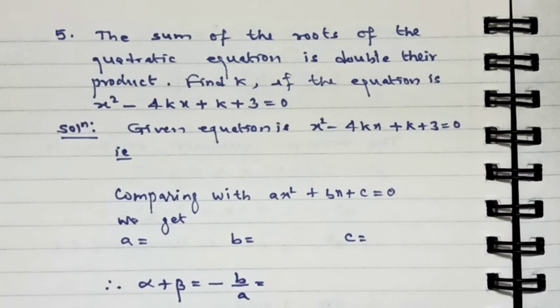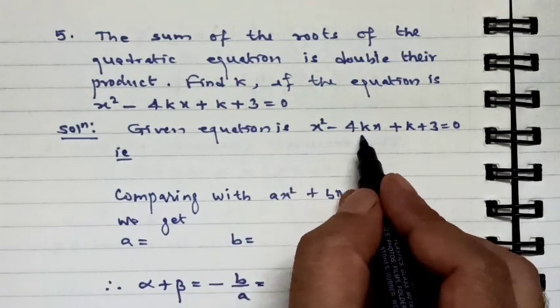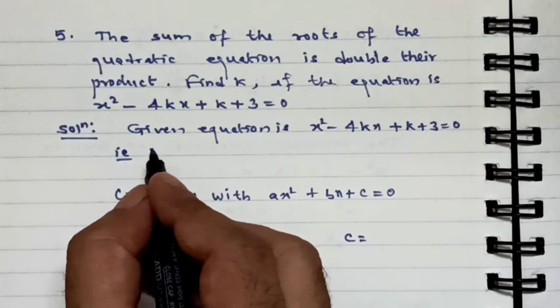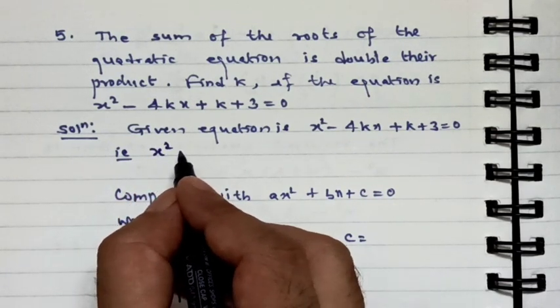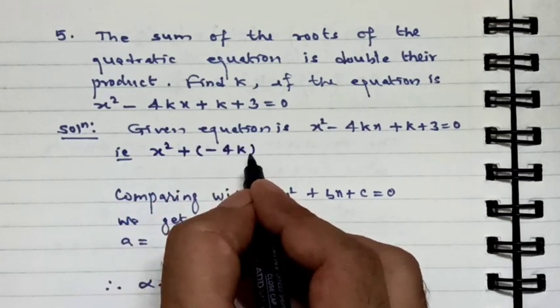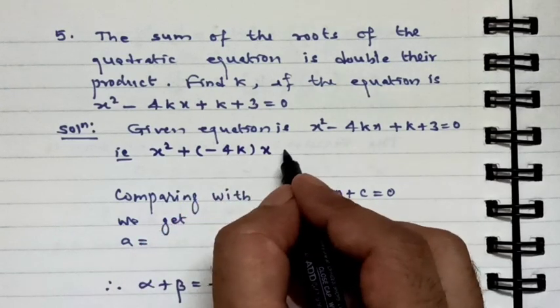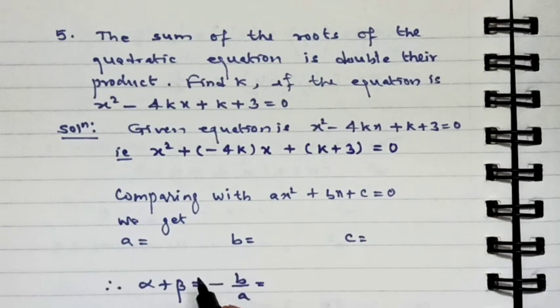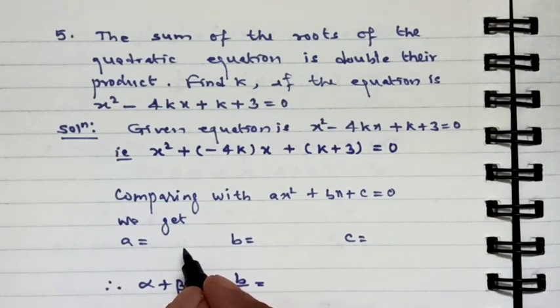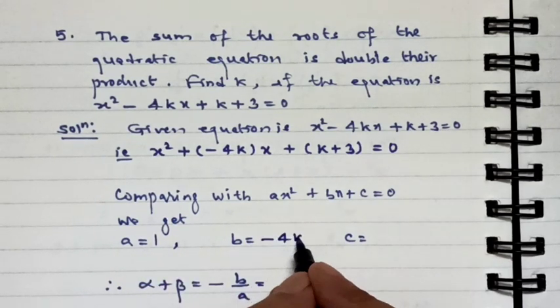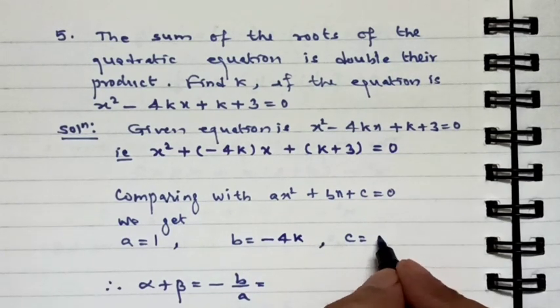My dear student, given equation is x square minus 4kx plus k plus 3 is equal to 0. Write in the standard form. So we'll write x square, which is 1x square, then plus minus of 4k into x, this is the coefficient, plus k plus 3 is equal to 0. Now when you compare with ax square plus bx plus c is equal to 0, you will get a is equal to 1, b is equal to minus 4k, whereas c is equal to k plus 3.